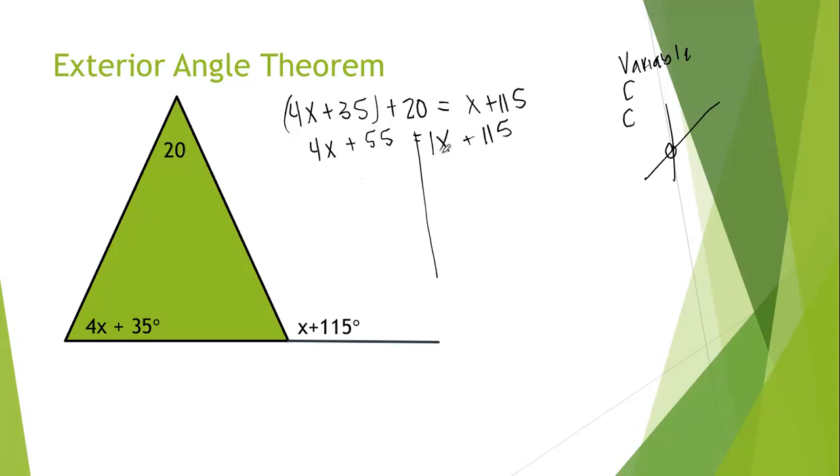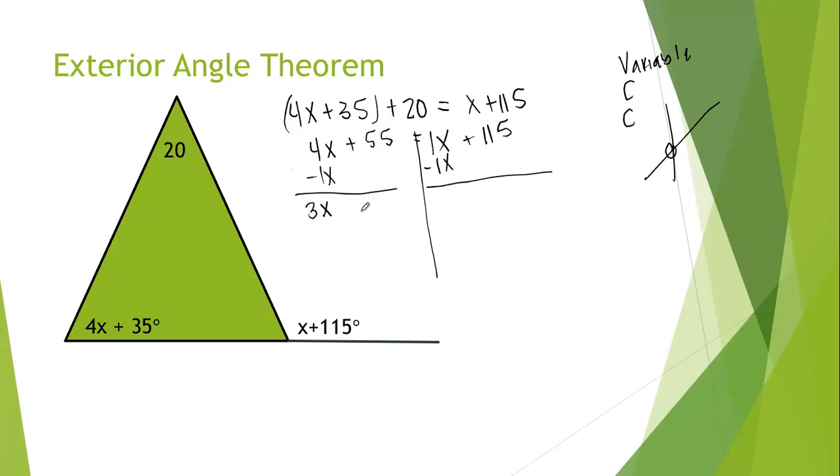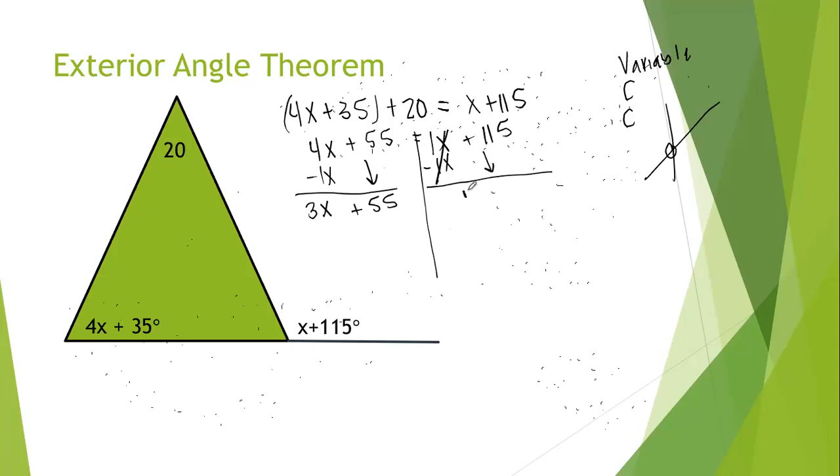So I'm going to get rid of this 1x. So this is positive 1x, so I'm going to subtract 1x from both sides. 4x minus 1x will give me 3x. Bring down that plus 55. And bring down, this cancels out, so bring down the 115.